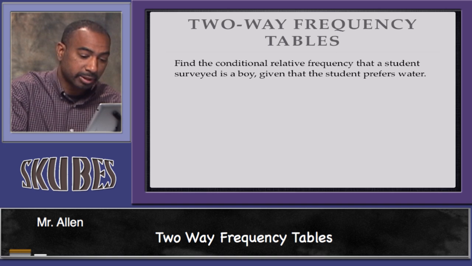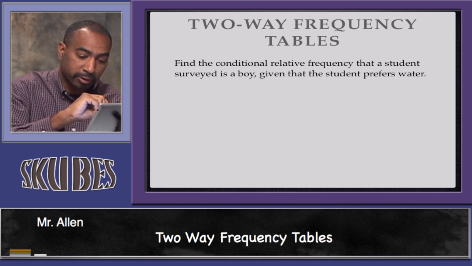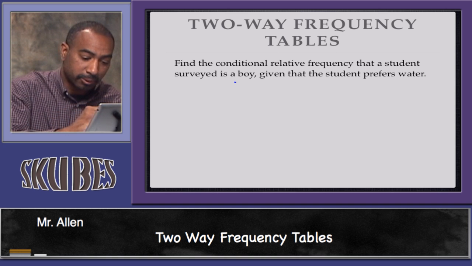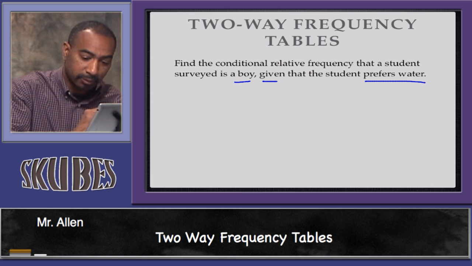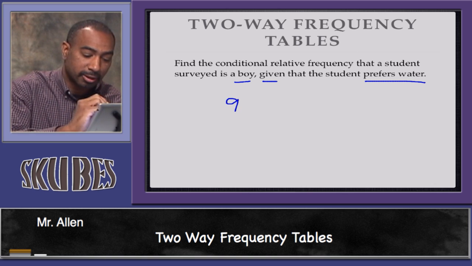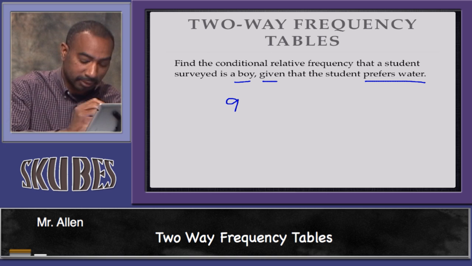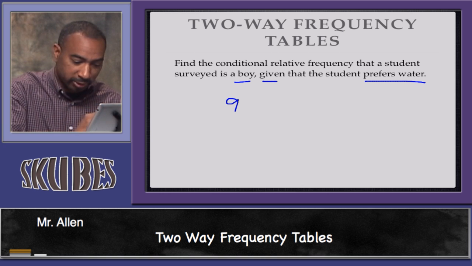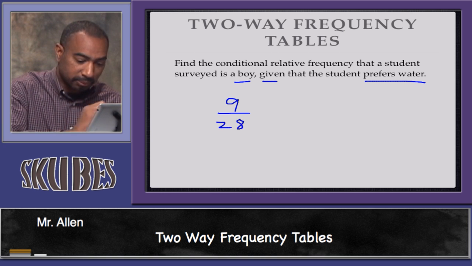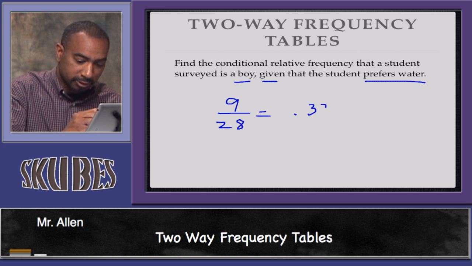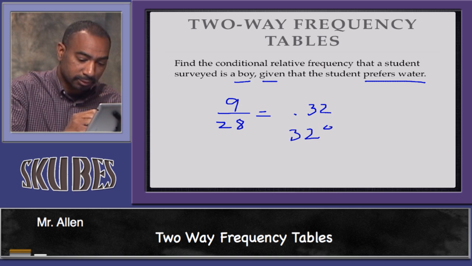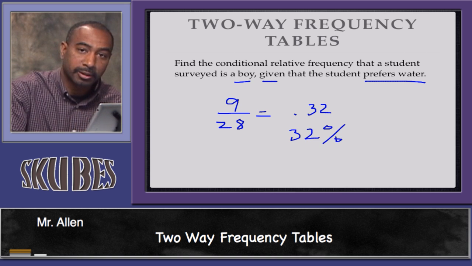And here's another. Find the conditional relative frequency that a student surveyed is a boy, given that the student prefers water. Where there were 9 boys, you look at that chart, 9 boys that preferred water, but there are 28 boys that were surveyed. So that's going to give you 0.32, which is 32%. This concludes our lesson for today.